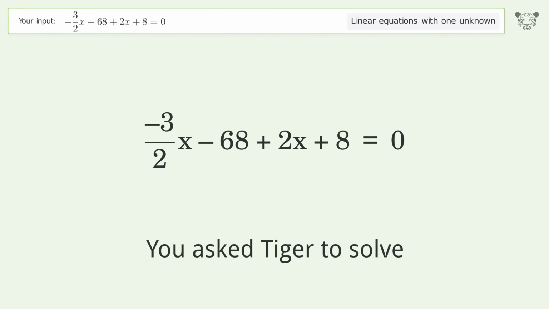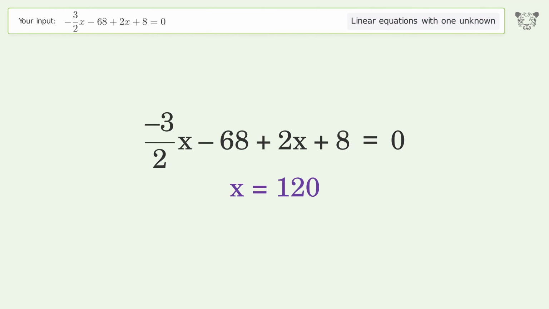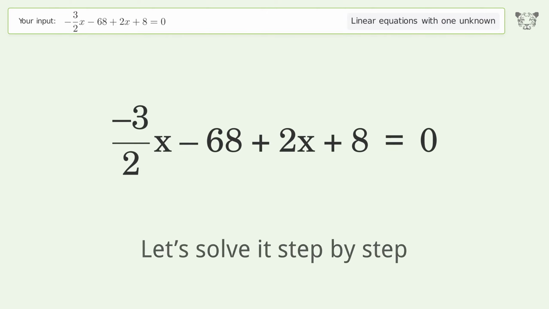You ask Tiger to solve. This deals with linear equations with one unknown. The final result is x equals 120. Let's solve it step by step.